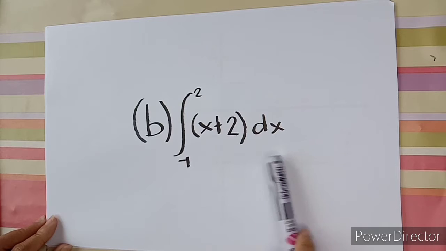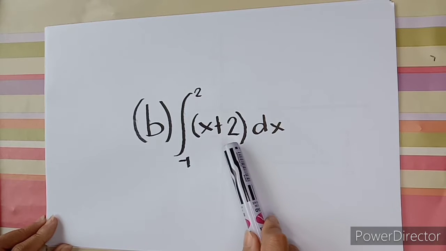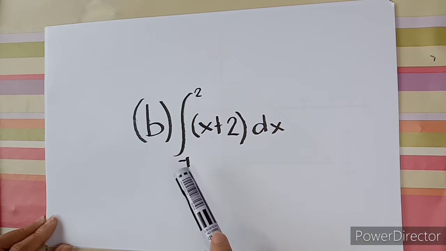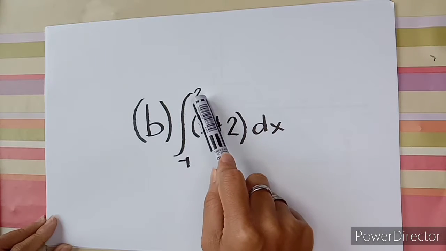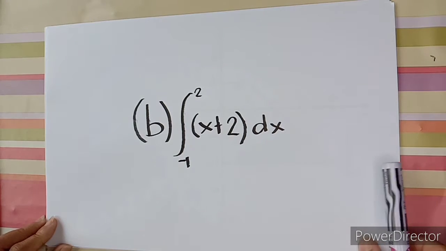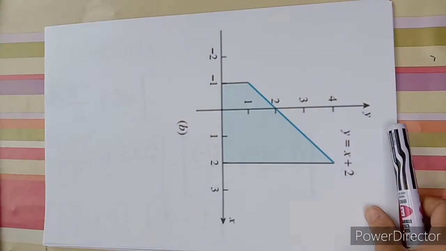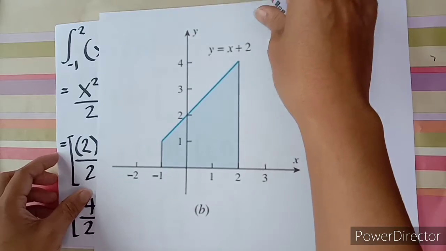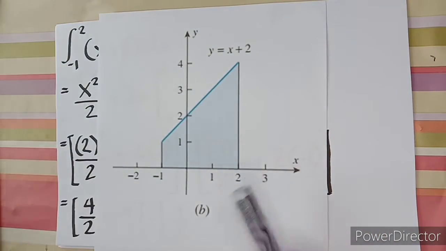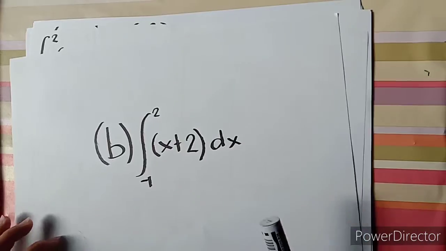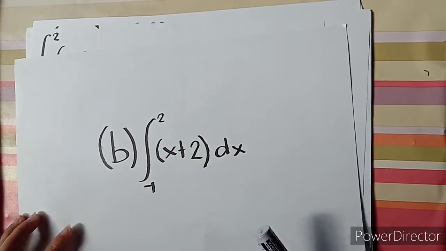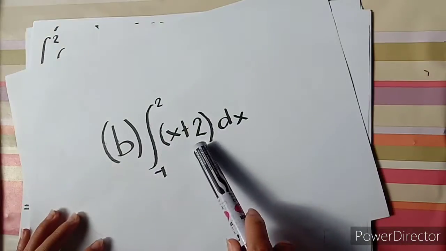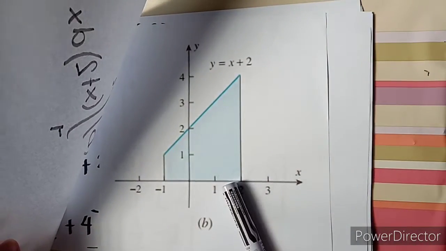Next, let us sketch the region of this function, x plus 2 dx evaluated from -1 to 2. Here is the graph of this function. So the question is how to solve or to represent this function into a graph.